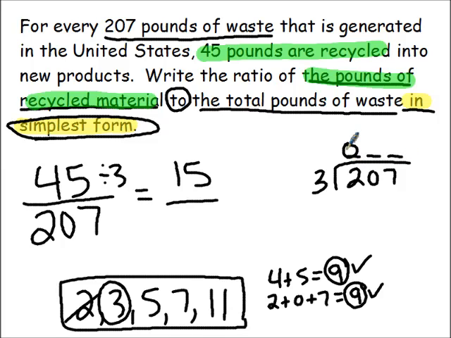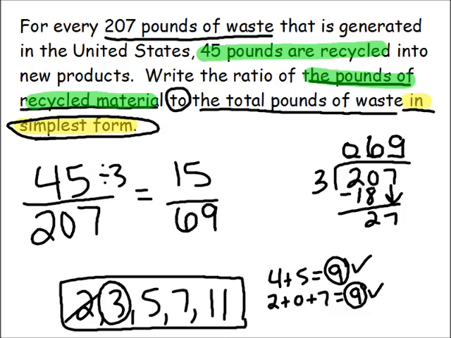Three goes into 20 6 times, and it's 18. Subtract and you get 2, bring down the 7, and 3 goes into 27 9 times. So we get 15 over 69.